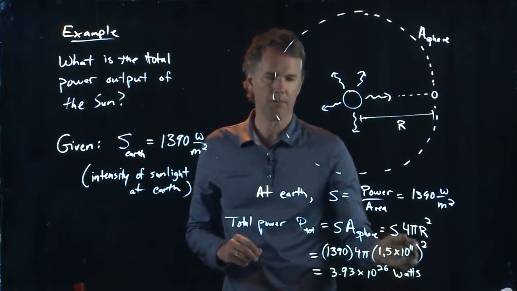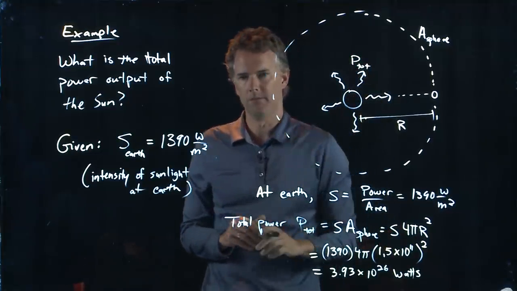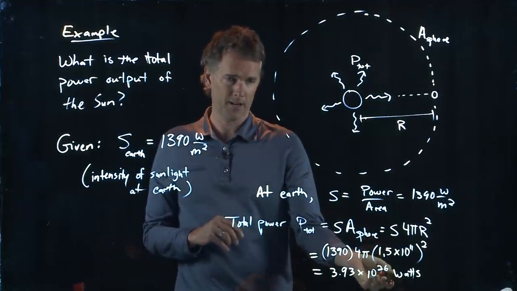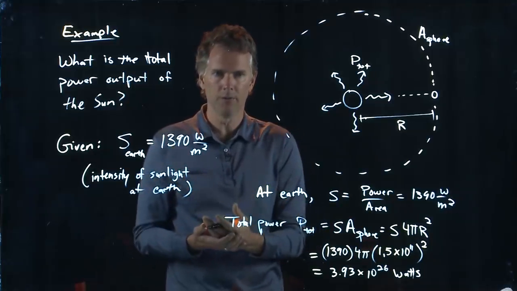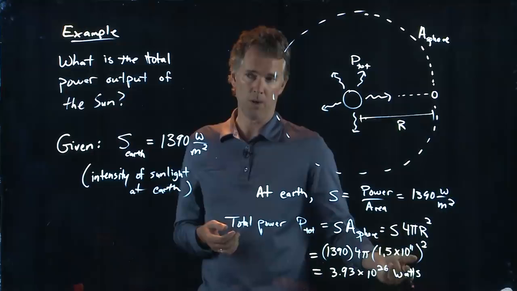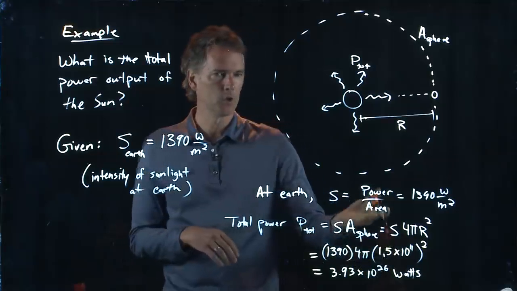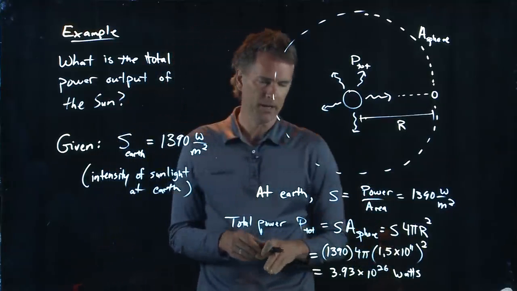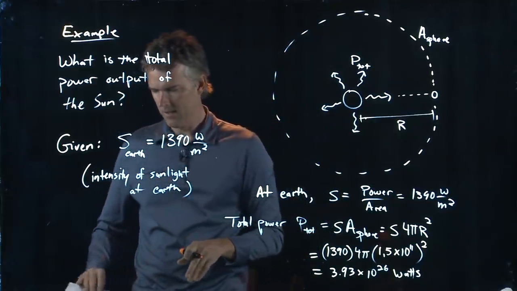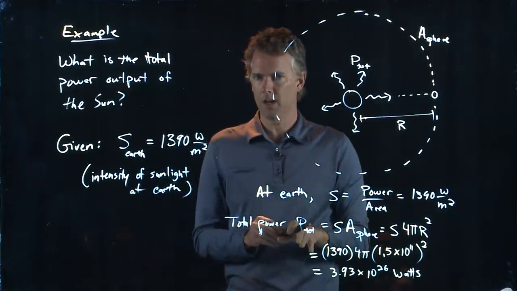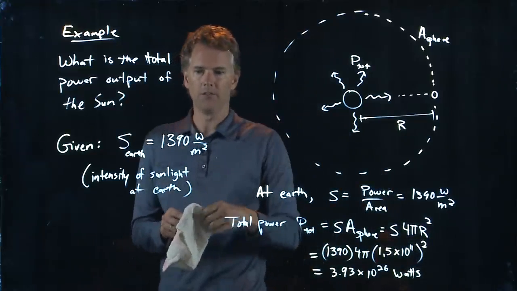Okay, 3.93 times 10 to the 26 watts for the total power coming out of the sun, which is a pretty big number, right? When we were talking about how much power your hairdryer uses, it was like 1.5 kilowatts, right? It was like 10 to the 3 watts. And here's something that is 23 orders of magnitude bigger. So like you would expect, it's a lot of power coming out of the sun. Okay, but if that's the total power coming out of the sun, let's ask a follow-up question. What is the intensity at the sun's surface?